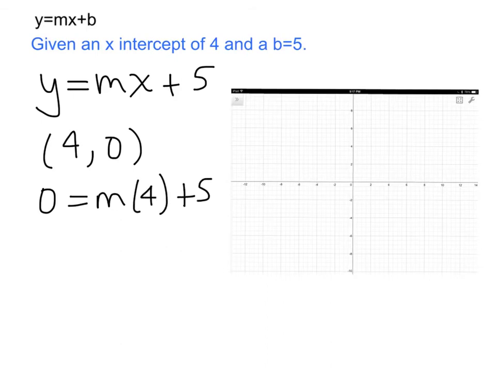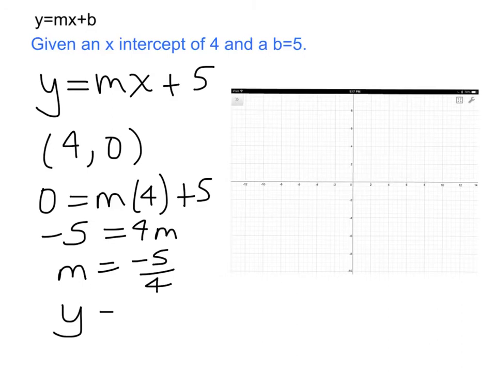If we subtract 5 from both sides, we get minus 5 equals 4m, and m is equal to minus 5 over 4. Notice that's a fraction, and it has a negative slope. So the equation is y equals minus 5 over 4 x plus 5. Remember, no decimals. It's a bad habit to get into.